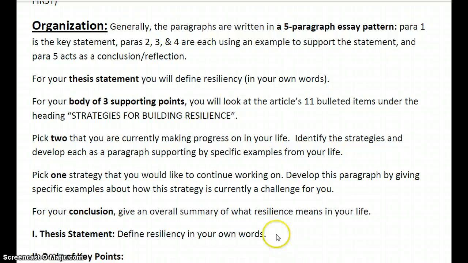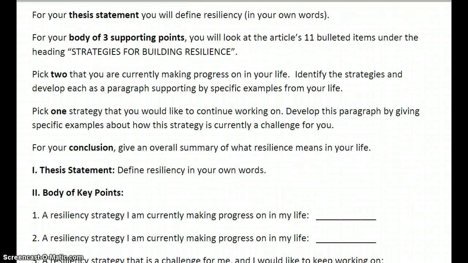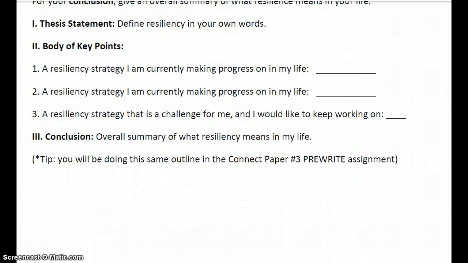So here it is in outline form. There we go. You'll define resiliency. You'll pick, of those 11 bulleted items, one for your first point. You'll pick another one for your second point. And remember, you'll develop these as paragraphs. So one paragraph about this point, give some details. One paragraph about the second point, give some details. One paragraph about a resiliency strategy that is a challenge for me and I would like to keep working on.